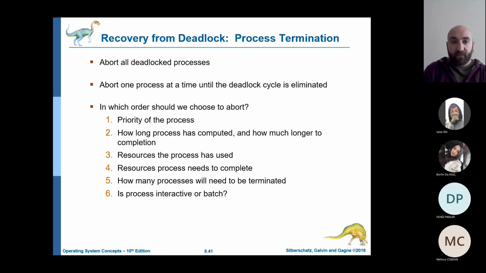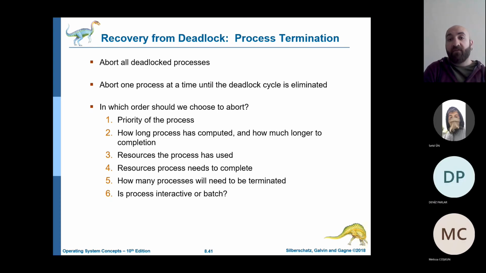The next one, abort one process at a time until the deadlock cycle is eliminated. This method incurs considerable overhead, since after each process is aborted, a deadlock detection algorithm must be invoked to determine whether any processes are still deadlocked or not. Many factors may affect which process is chosen, including what the priority of the process is, how long the process has computed, and how much longer the process will compute before completing its designated task.